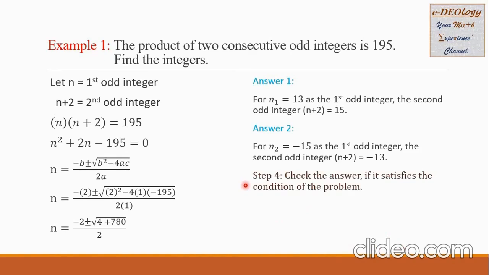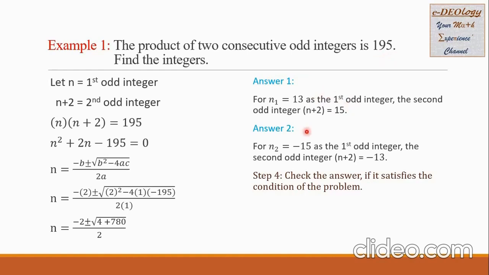For step 4, let us check the answer if it satisfies the condition of the problem. For the answer number 1, the first pair is 13 and 15. Both are odd integers and they are consecutive. If we multiply 13 and 15, we will get positive 195. So answer 1 is correct.